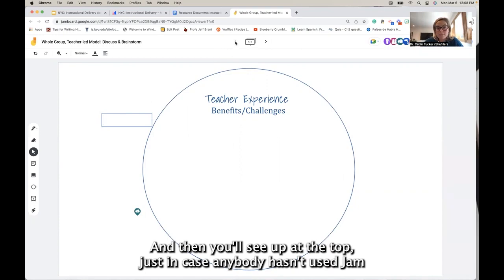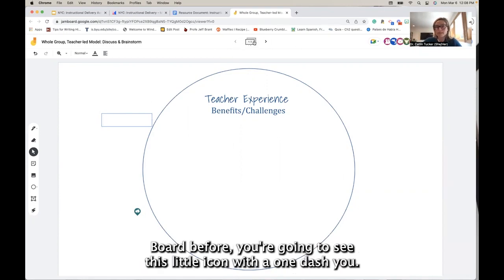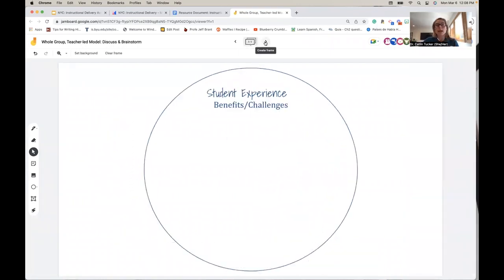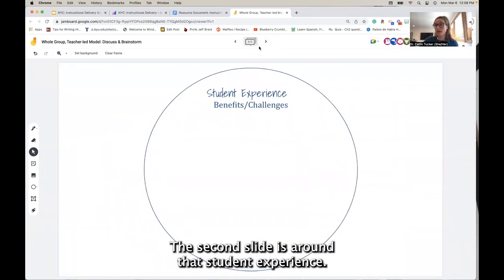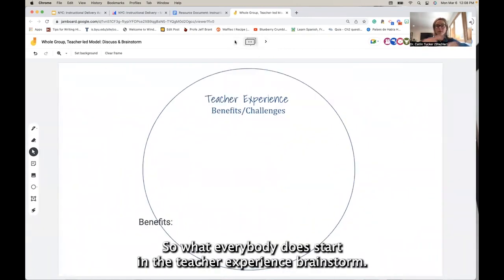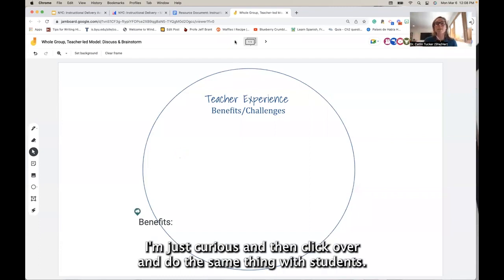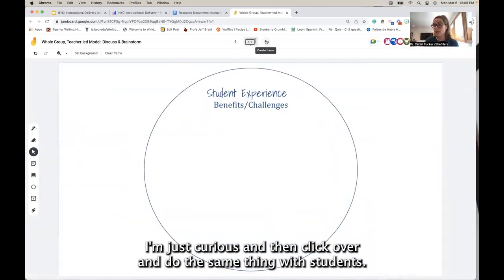Just in case anybody hasn't used Jamboard before, up at the top you're going to see this little icon with a 1-2. That just means there are 2 slides and we're looking at 1 of 2. The second slide is around that student experience. So I want everybody to start in the teacher experience and brainstorm your thinking. Do not worry, there's no right or wrong here. I'm just curious. Then click over and do the same thing with students.